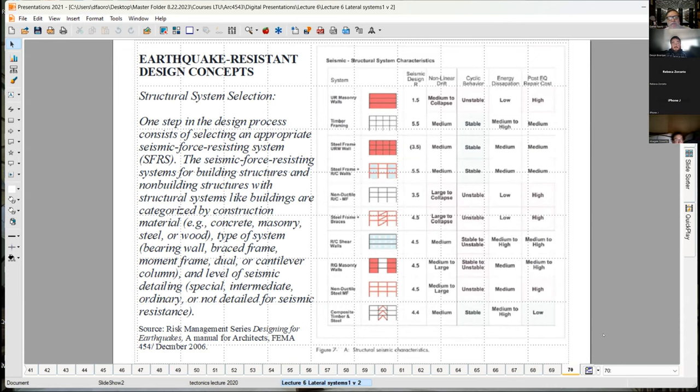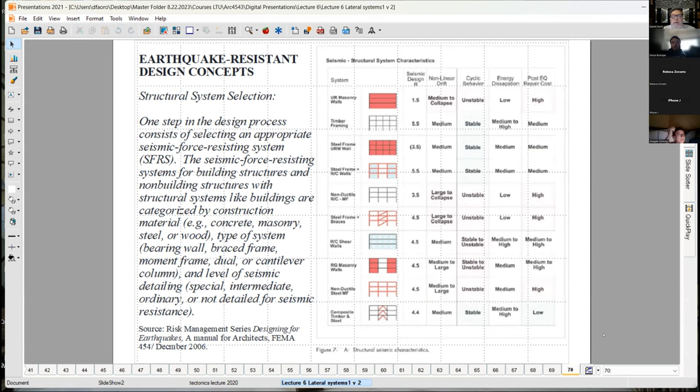It shows you the type of system on the left-hand side, what the material is made of, how it's characterized: masonry wall, timber framing, steel moment resisting frame, et cetera. It also shows the seismic R coefficient that you would find in your typical codes like IBC or ASCE current codes, and nonlinear drift, medium to collapse, meaning it's not necessarily consistent. Cyclic behavior, how it oscillates back and forth, means it's potentially unstable. Why? Because it's normally going to fail in a tension condition. Unreinforced masonry is not good. Obviously, it can't take tension.